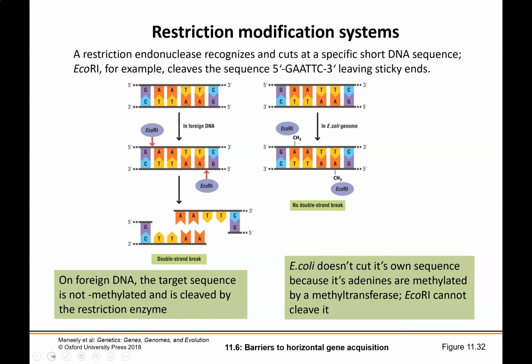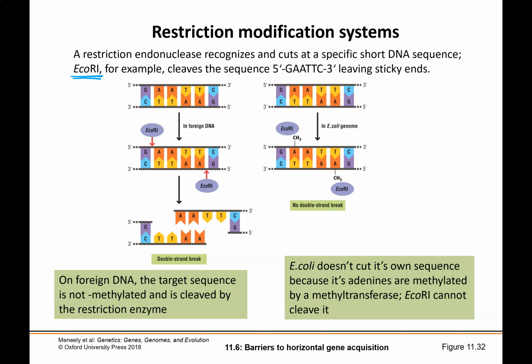So as an example here, we've got EcoR1. This is a restriction enzyme that was isolated from E. coli. They've been isolated from many different types of bacterium. There's tens, maybe even 100 different types of restriction enzymes.